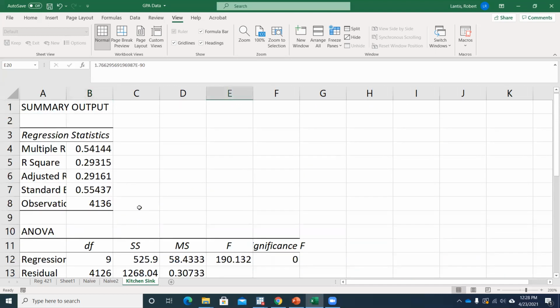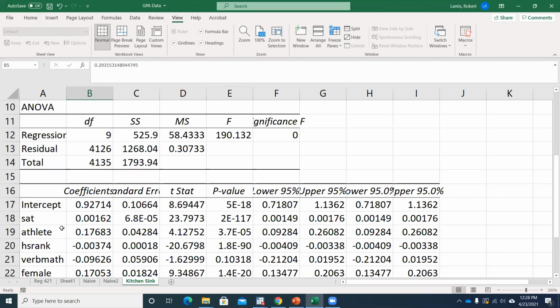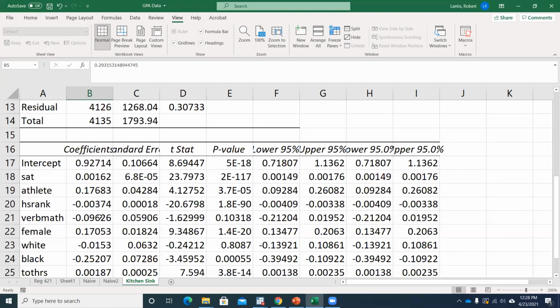Okay. If we then go to the kitchen sink regression, I've included a lot of other things now. You can see that now I'm explaining about 30%. So it's getting better, but it's not great, right? I'm still somewhat low. So there are a lot of other factors that help predict college GPA, probably things like major choice or the university they're at, that we don't have information on.